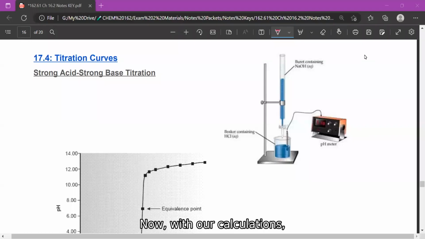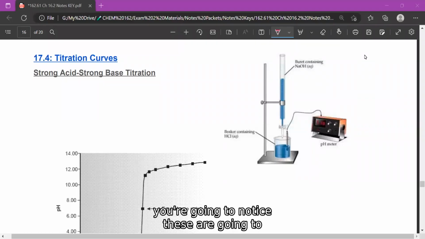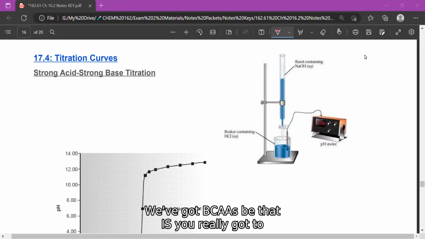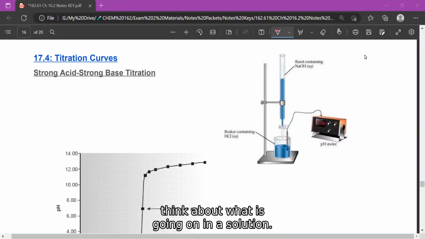Now, with our calculations, you're going to notice these are going to start to get repetitive. We've got BCAs, we've got ICE. You really got to think about what is going on in a solution. And this is also going to apply to titrations, guys.